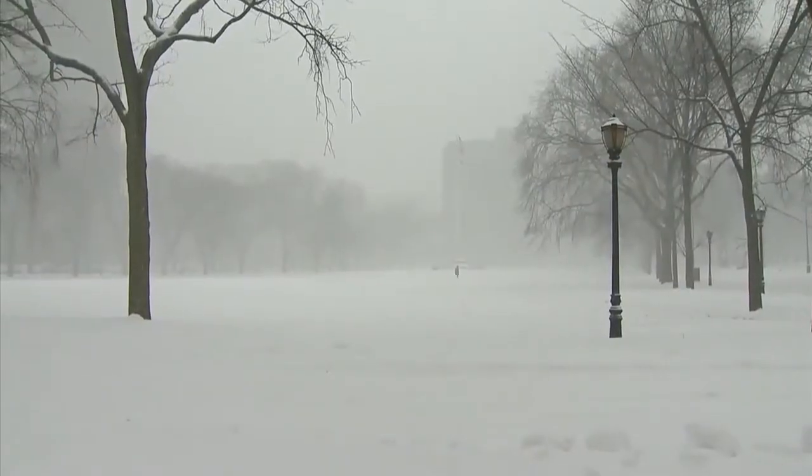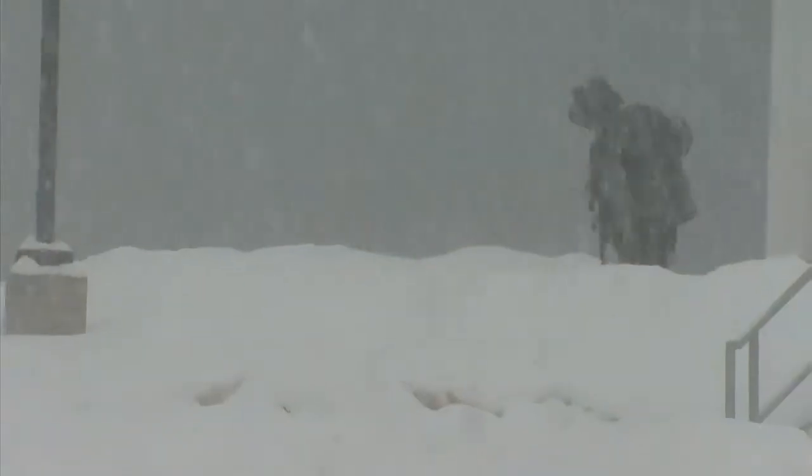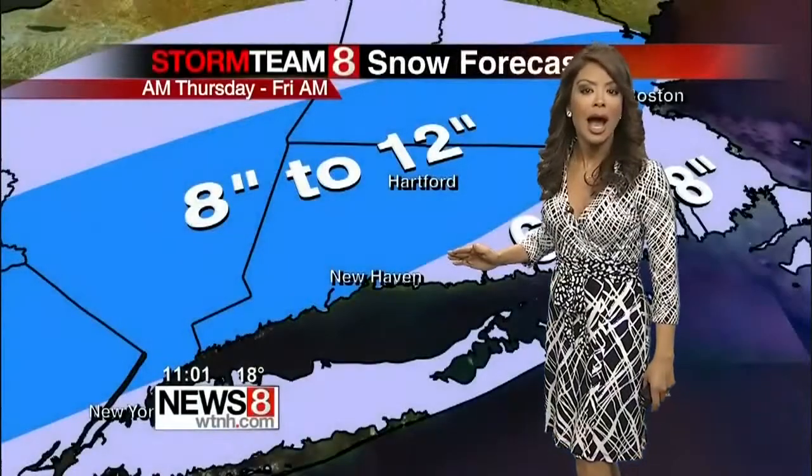I want you to see how it starts to develop throughout the day. This has been a very active weather pattern. Talking about how this was going to be a little deceiving. Your Thursday will essentially be a whiteout.